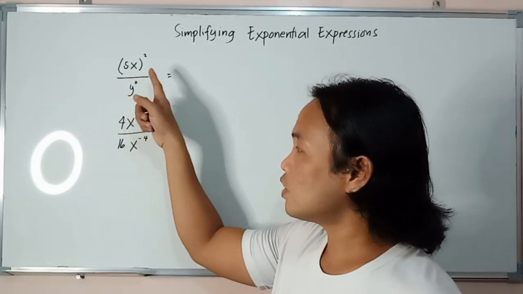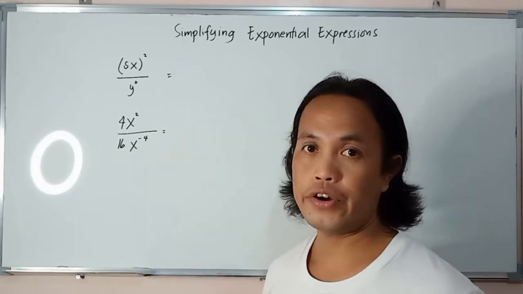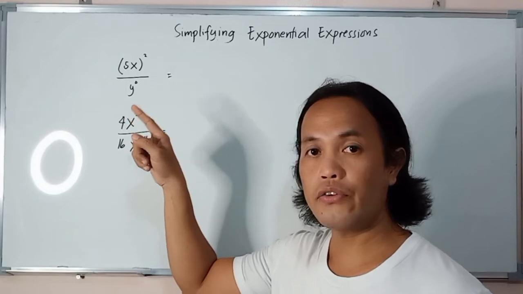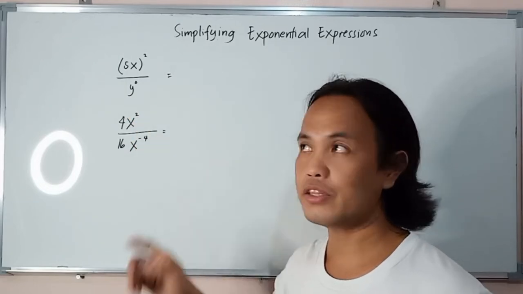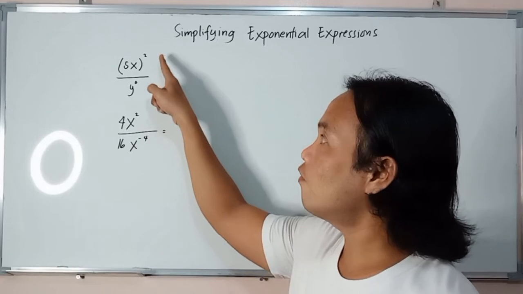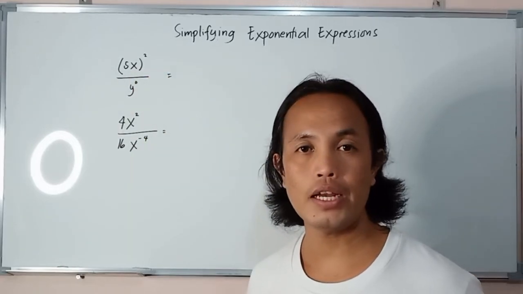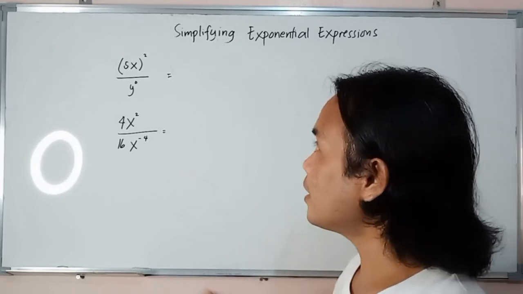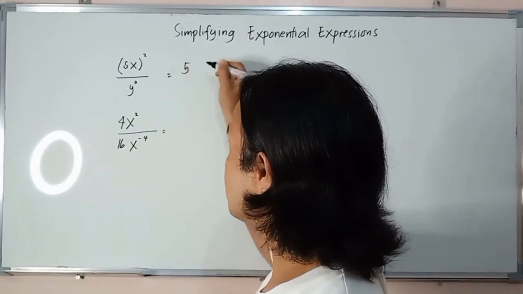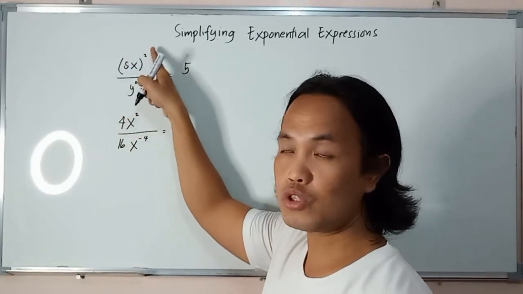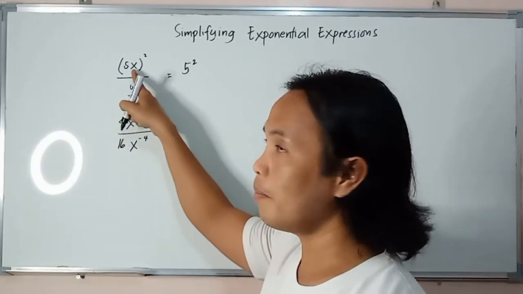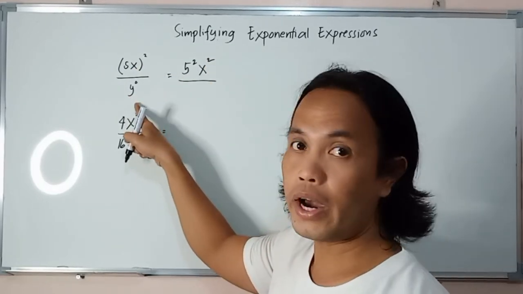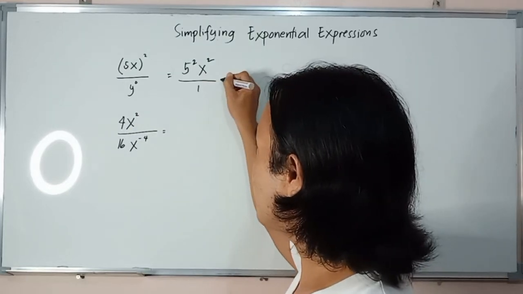So we have 5x quantity raised to 2 over y raised to 0. So in this example, there's no problem with the denominator because y is raised to 0. So there's no problem with the denominator. This is just equal to 1. And for the numerator, we will just simply apply the law on power of a product. So this becomes, we copy 5, assume exponent 1 here times 2, that is 5 squared. The same happens for x, so that is x squared, over y raised to 0 is equal to 1.